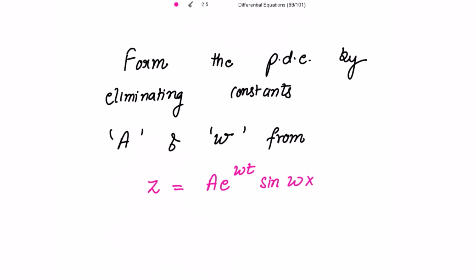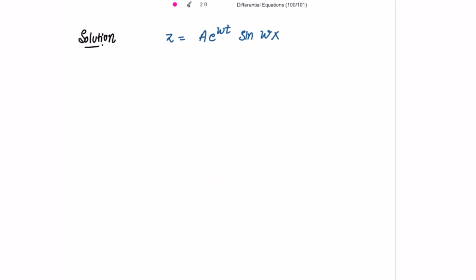We need to form the partial differential equation by eliminating constants a and w from z equal to a e to the power wt sine wx. So we need to eliminate these two constants to form the partial differential equation. So let's start with the solution. This is the equation given to us and we need to form the partial differential equation from this.